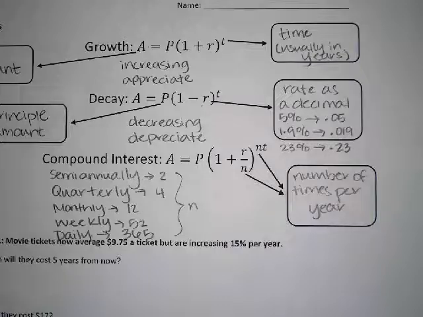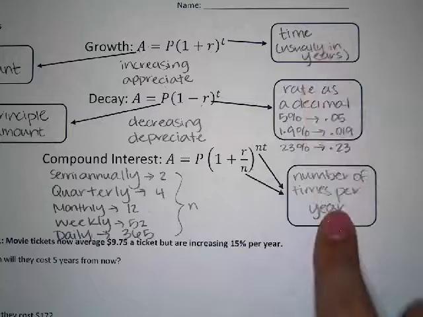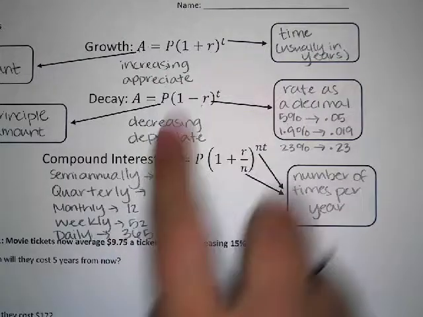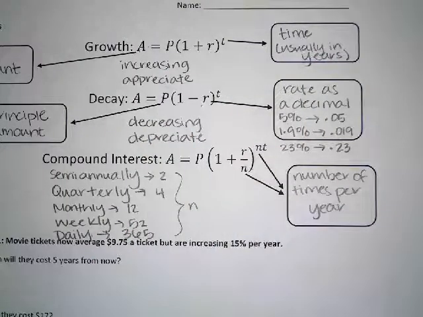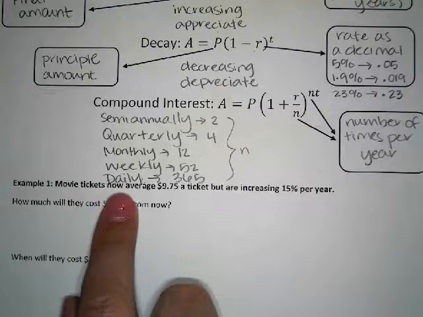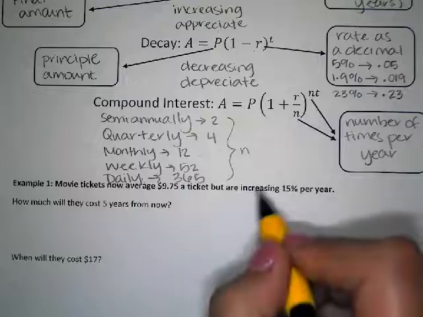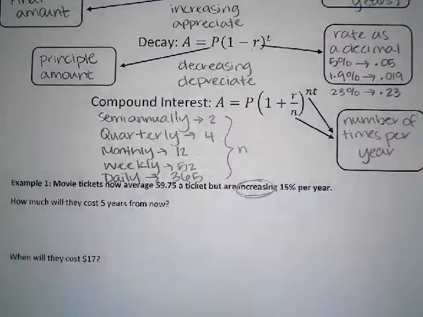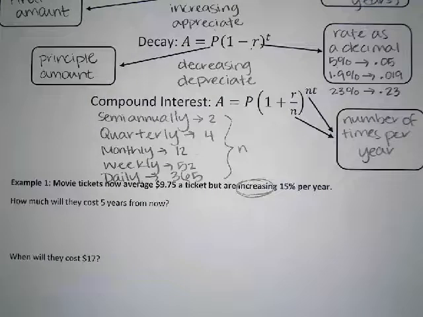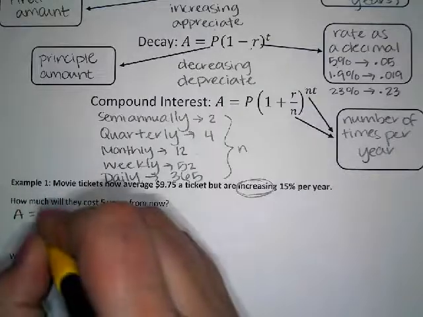All right, so this is what each of the variables stand for, and then these are the words we're going to look for to help us determine which formula. Are we good so far? Okay. So, example 1. It says movie tickets now average $9.75 per ticket, but they are increasing by 15% each year. So it said the word increasing, which means we're using the growth formula. So we've got A equals P times 1 plus R to the T.